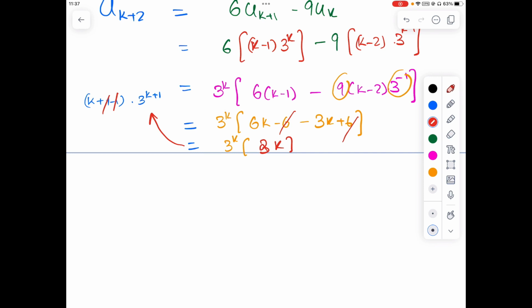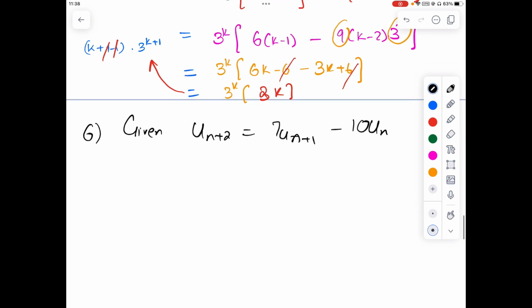Question number 6. Given that again u_{n+2} equals 7 u_{n+1} minus 10 u_n, and he has given u_1 equals 1, u_2 equals 8, and I have to prove that u_n equals 2 (5^(n minus 1) minus 2^(n minus 1)).